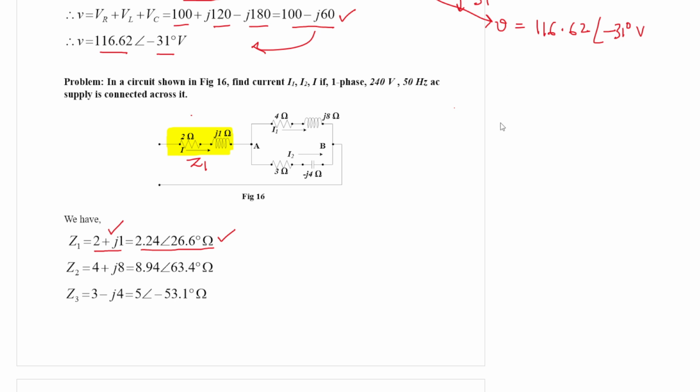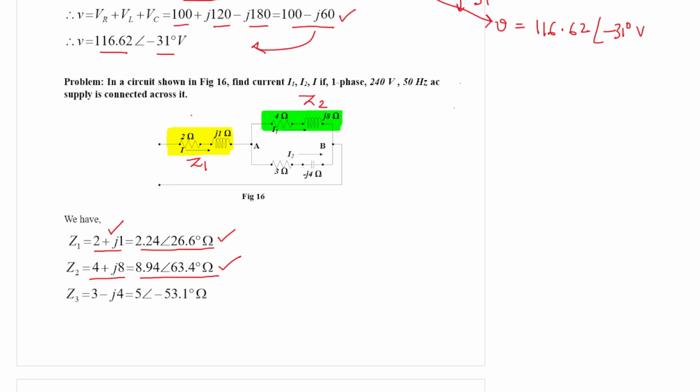The second impedance is marked with green, that is 4 plus J8, that is Z2. So Z2 is 4 plus J8. If you bring it to the polar form, then it will be 8.94 angle 63.4 degree.